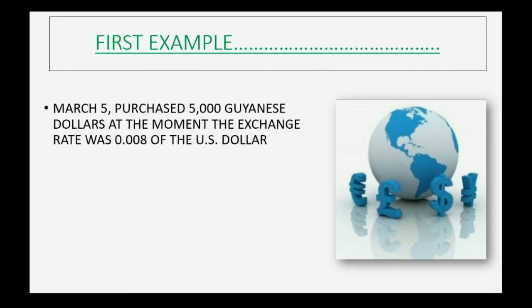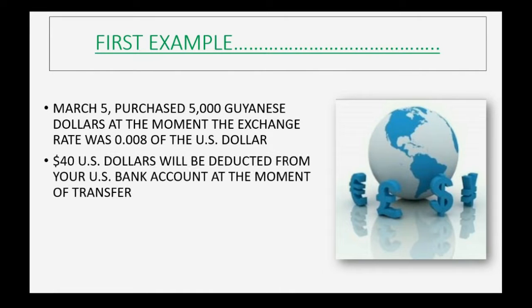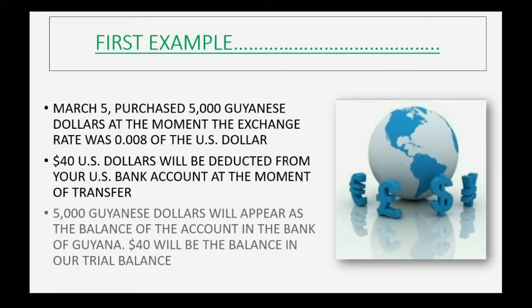First example, let's imagine on March 5th we purchased 5,000 Guyanese dollars at the moment the exchange rate was 0.008 of the US dollar. That means 40 US dollars will be deducted from your US bank account at the moment of the transfer. 5,000 Guyanese dollars will appear as the balance of the account in the Bank of Guyana. 40 US dollars will be the balance in our trial balance of the Bank of Guyana.